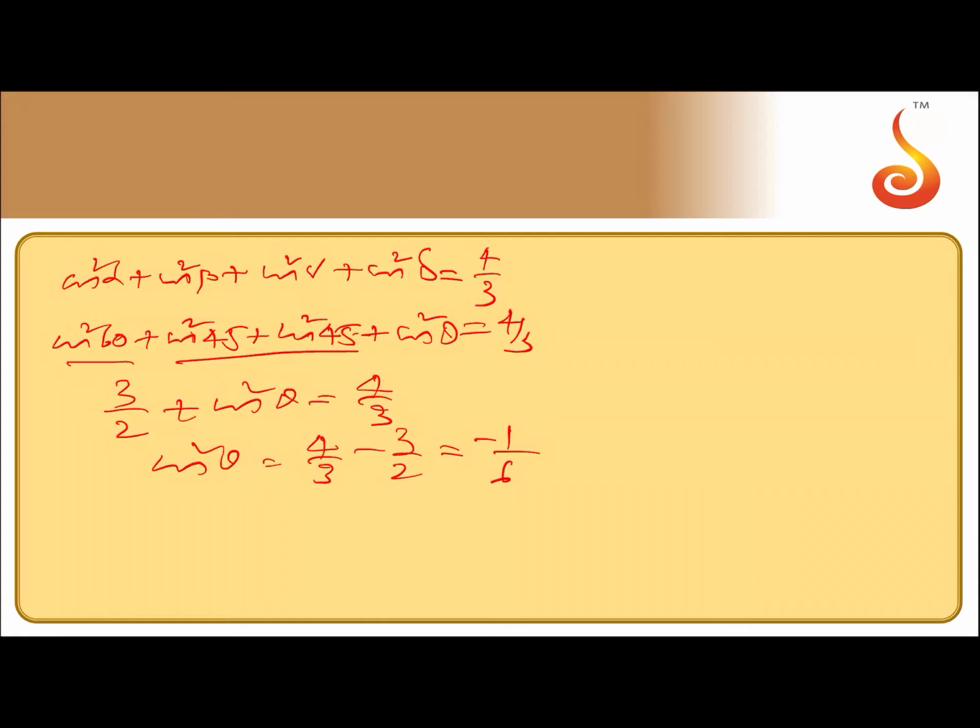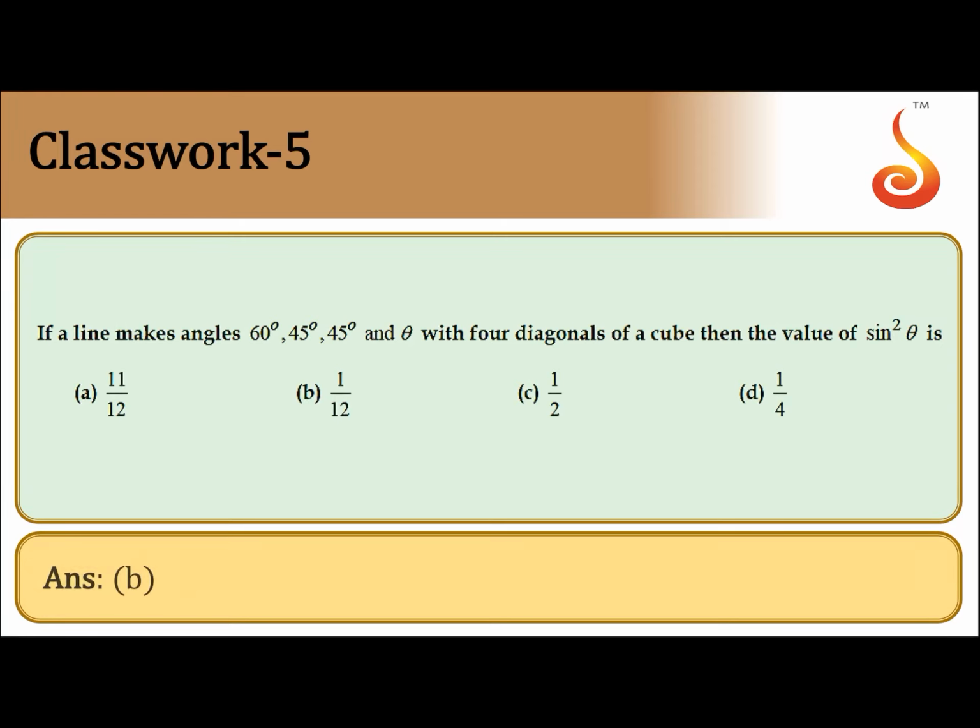Sorry, 1 by 4 plus 1 is 5 by 4, yes, of course. So 4 by 3 minus 5 by 4 gives 16 minus 15, and we get 1 by 12. And therefore sine square theta will be equal to 11 by 12. So the answer is 11 by 12, because cos square theta is 1 by 12.